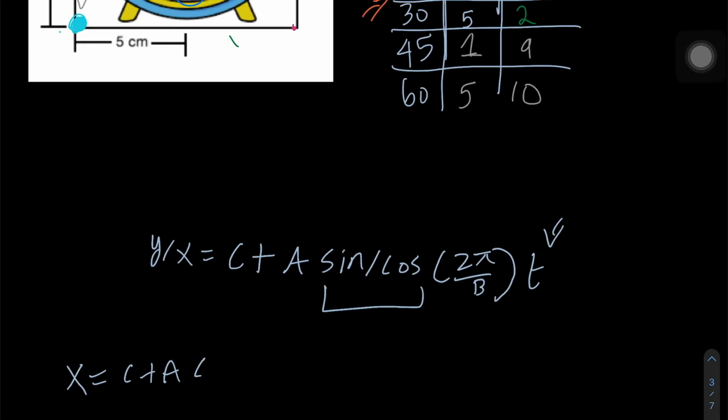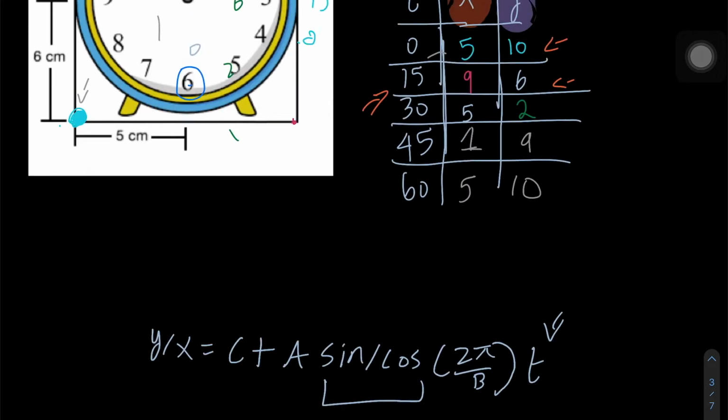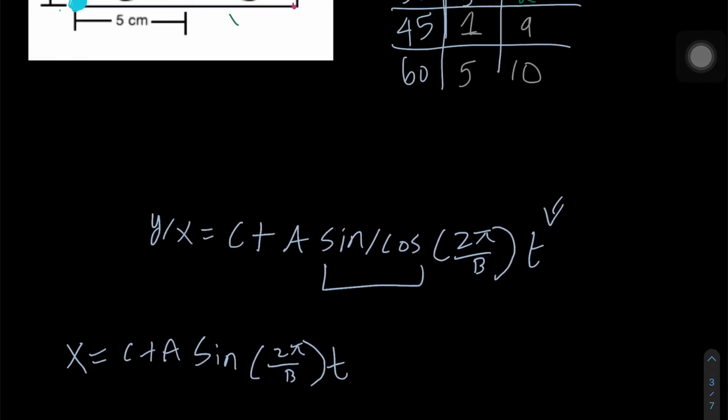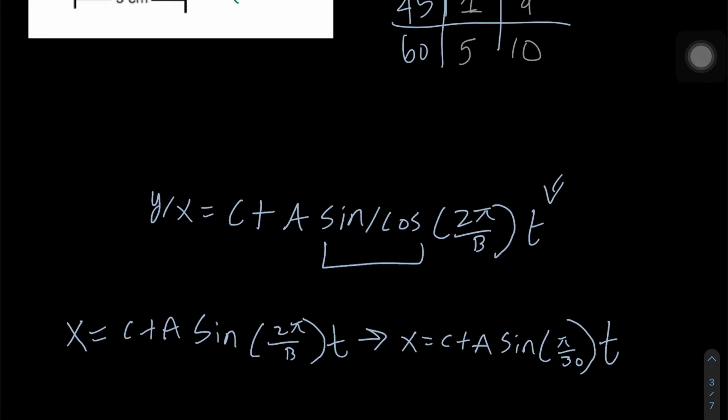So we have a sine of 2 pi over our period times t. We were also given that our period was 60 seconds, so let's substitute that into our equation. Then we have x equals c plus a sine of 2 pi over 60. We know that 2 pi over 60 can easily be simplified down to pi over 30. Let's do that really quickly. Pi over 30, and it's all being multiplied by t. Let's figure out our c and a values.